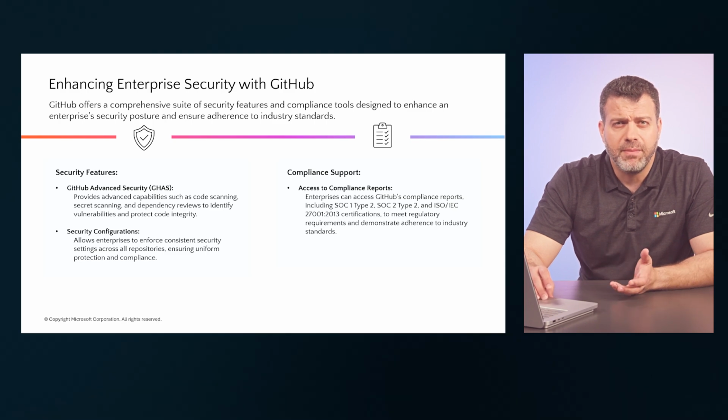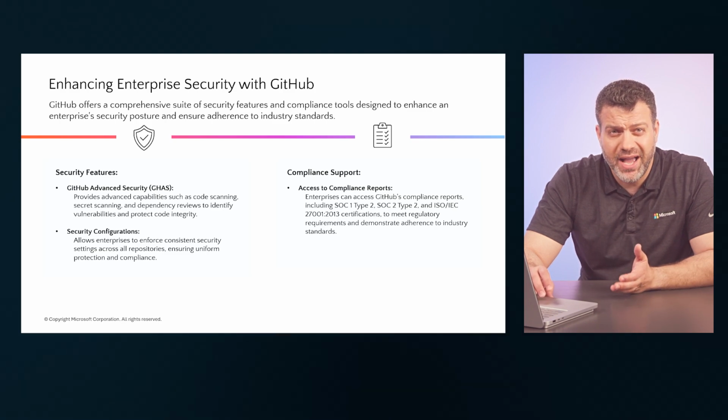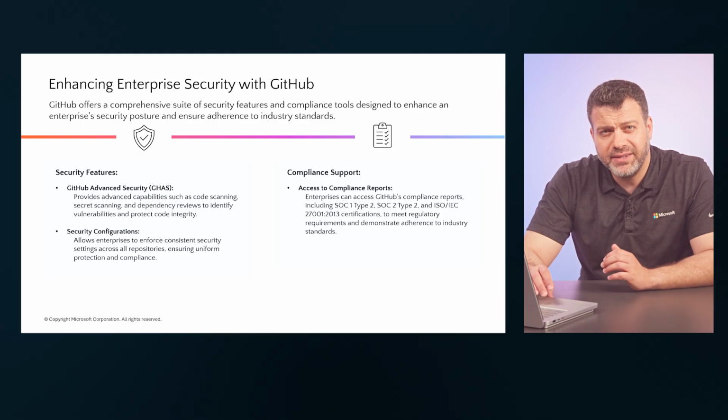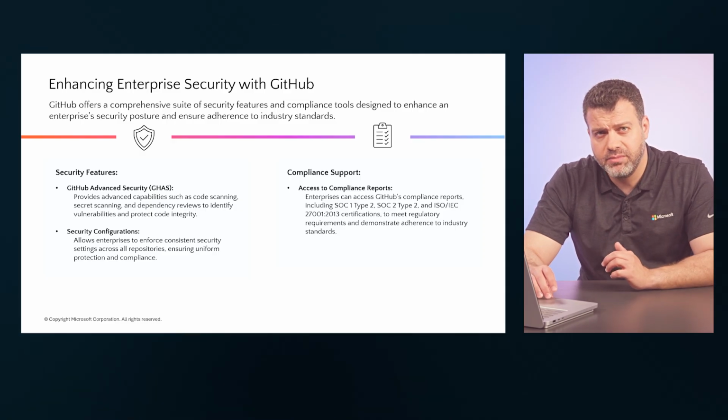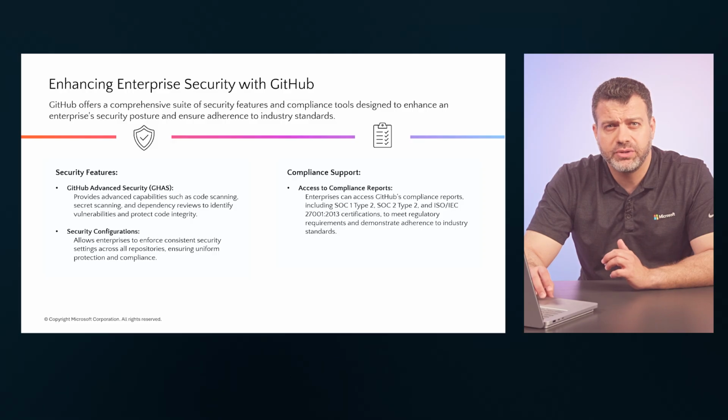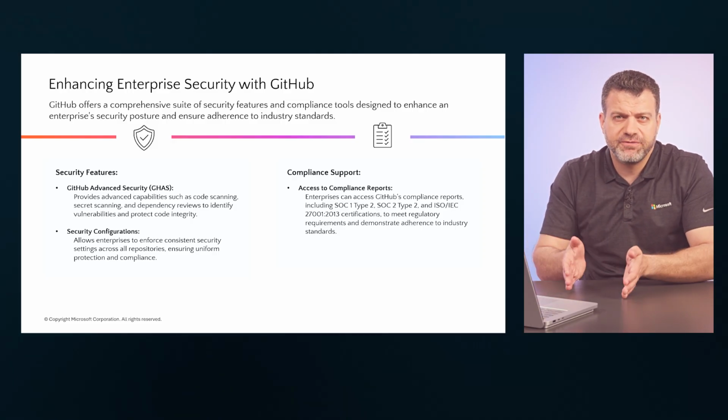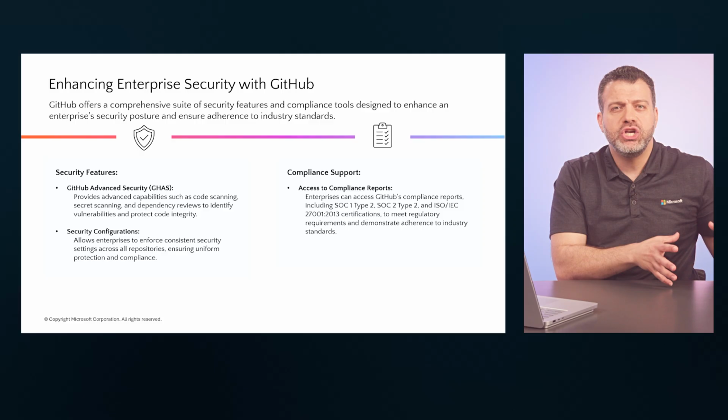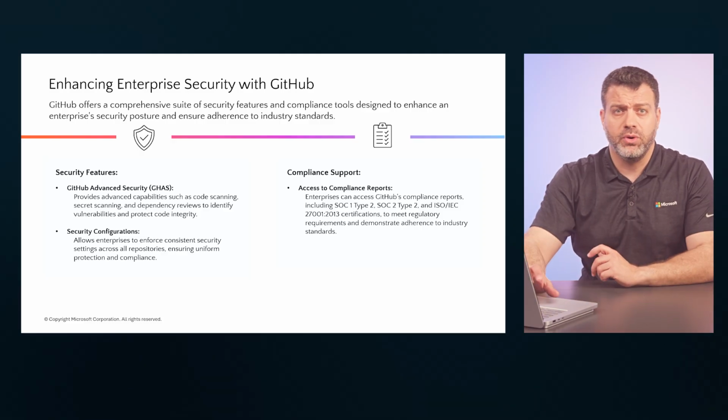Imagine a developer introduces a vulnerable library in a pull request. Dependency review will flag it immediately, before it ever reaches your main branch. And that's the key idea. Shift security left. Catch issues earlier, not after deployment.